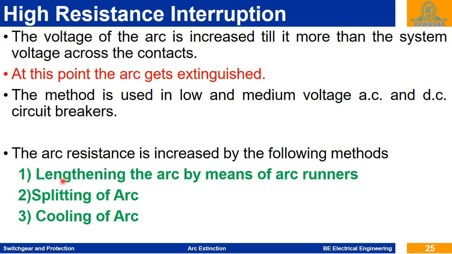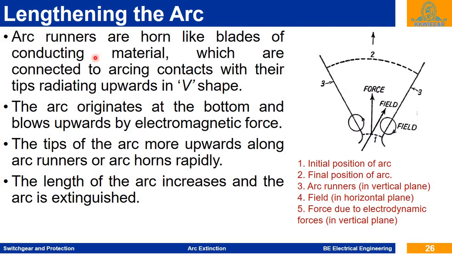So there are three methods: lengthening the arc by means of arc runners, second, splitting of arc, and third, cooling of arc. Okay, so in these three ways we can increase the arc resistance. Lengthening the arc: arc runners are horn-like blades of conducting material which are connected to arcing contacts with their tips radiating upward in the V shape.